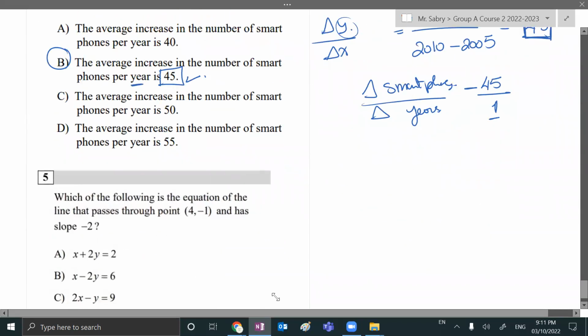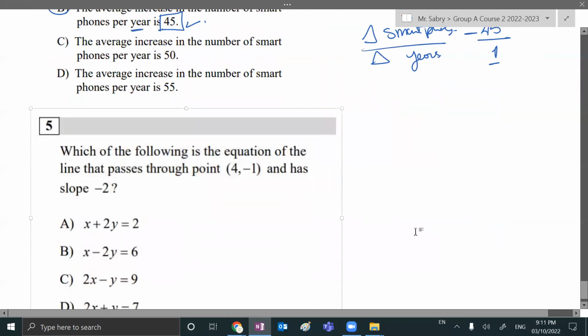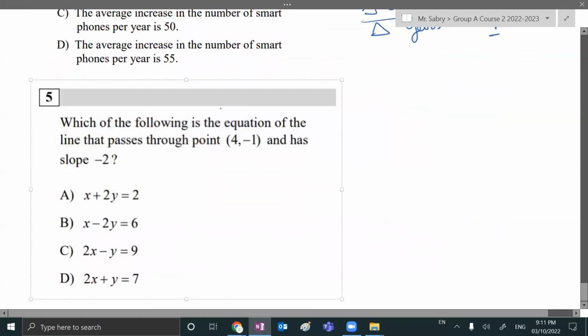Finally, number 5. Which of the following is the equation of the line that passes through the point this and has a slope of this? So you're given a slope and a point, and now you're given all the equations, and that's what I told you to do. Check the choices. All the choices are in the standard form.